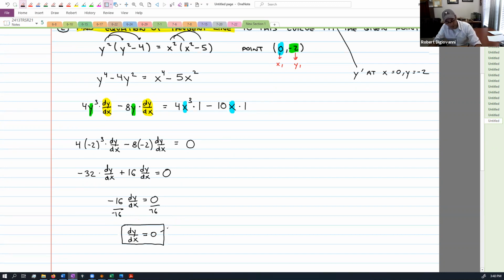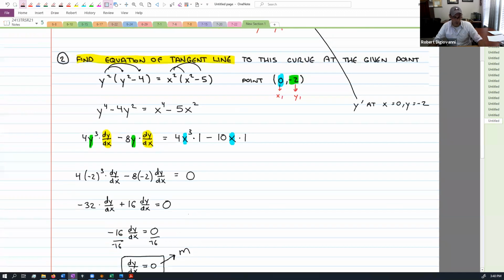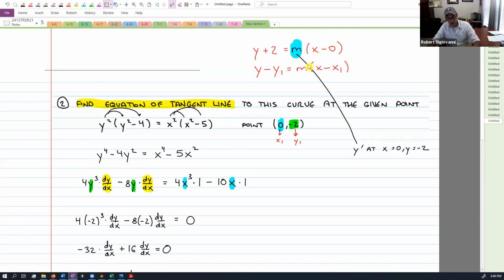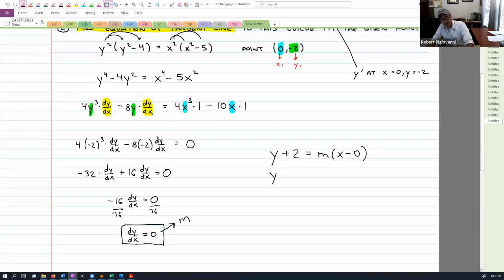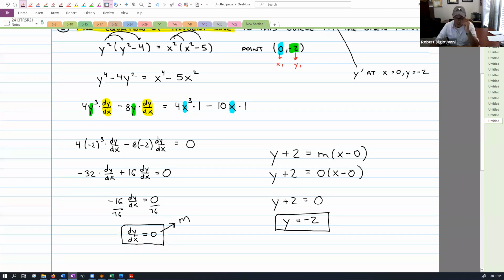Now, this number is our slope. So when I come back up here to this equation, I had y plus 2 equals m times x minus 0. But my m I just found was 0. And that kills off everything on the right-hand side, and I'm just left with 0. And if I move the 2 over, I get y is -2. And that's the equation of the tangent line, which is a weird equation for the equation of a tangent line. But I think it'll make sense if I show you the picture.